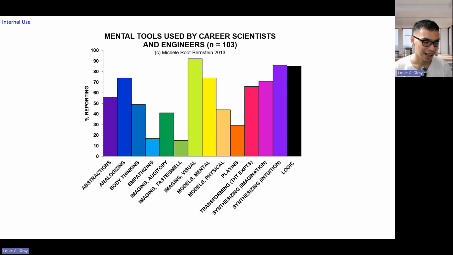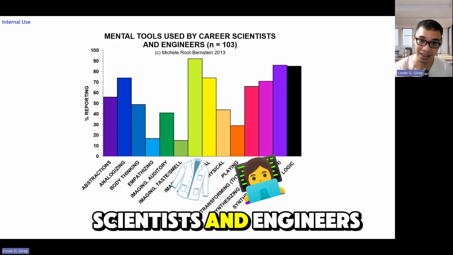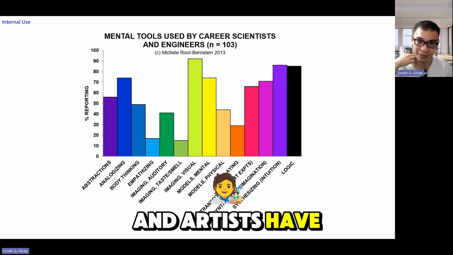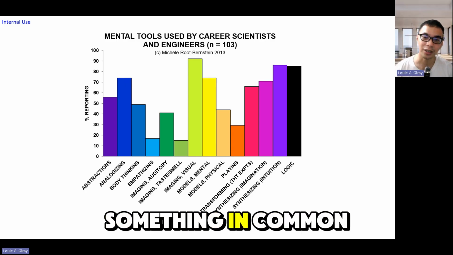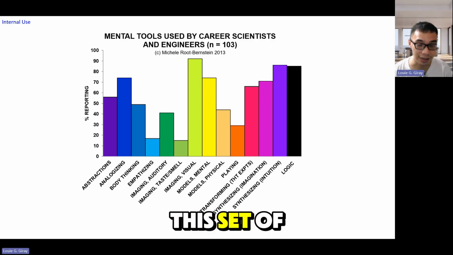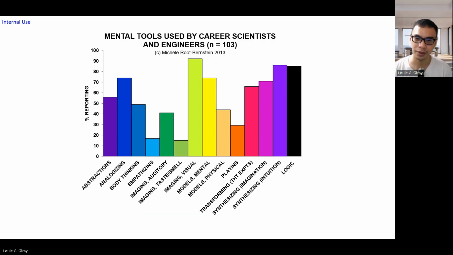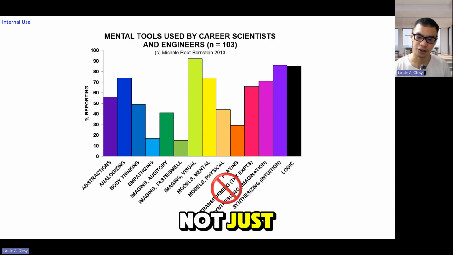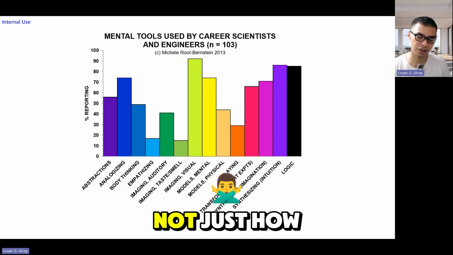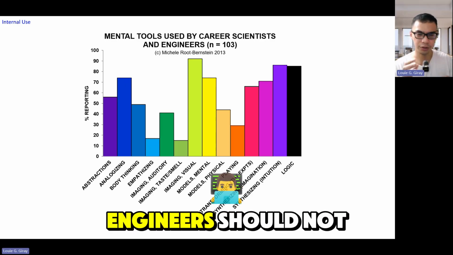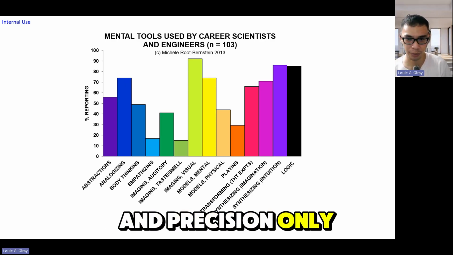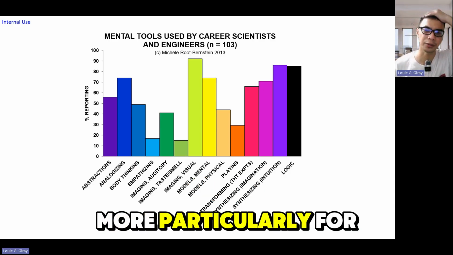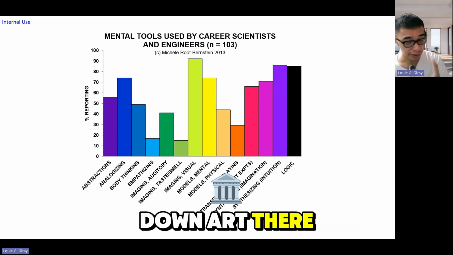What scientists and engineers have and artists have something in common: this set of thinking tools. Engineers should not be into logic and precision only. How can you ignore art? More particularly for those who dumb down art, huh?